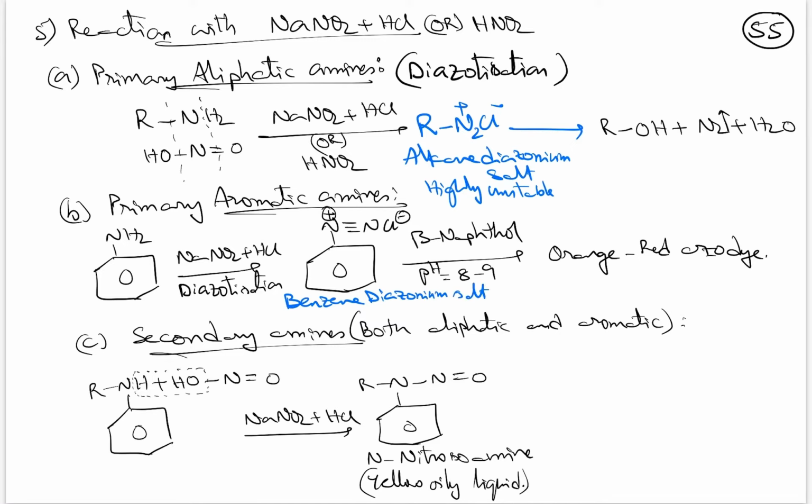But this is stable at low temperature. Okay, so therefore this benzene diazonium salt is stable at low temperature, from 0 to 5 degrees Celsius. Therefore, at low temperature, when this is treated with beta naphthol, by maintaining a pH of 8 to 9, you will be getting an orange-red colored azo dye.